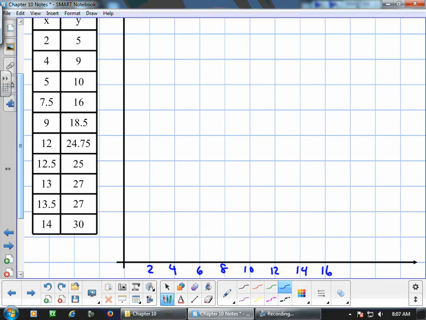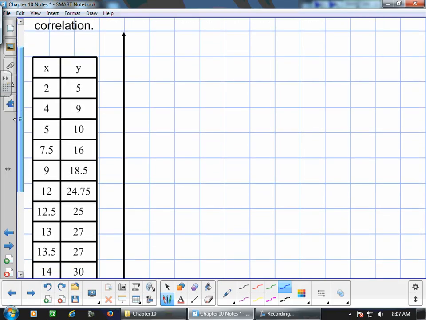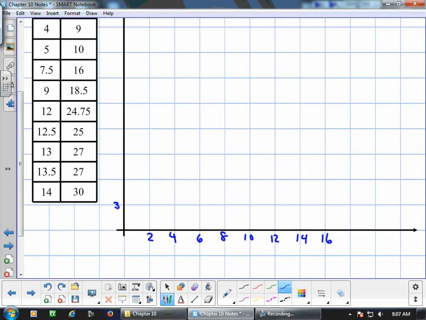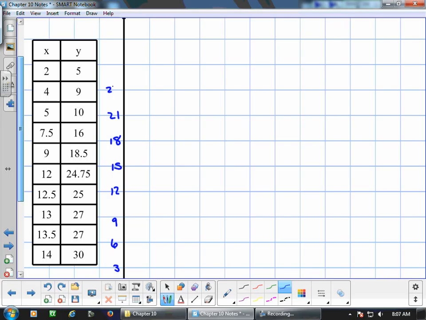And then my y values go up to 30, and I've got 11 of those. Let's go by threes here. So 3, 6, 9, 12, 15, 18, 21, 24, 27, and 30.